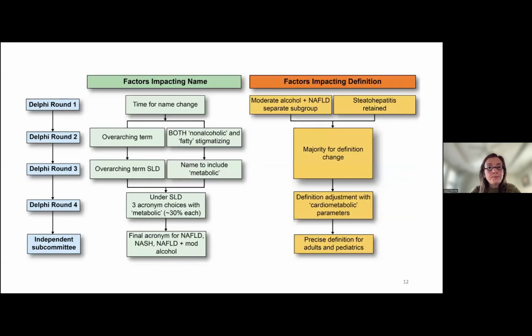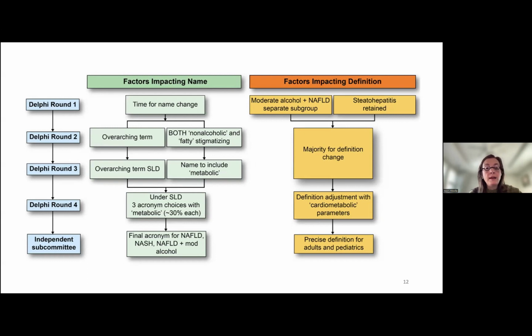in 2022. So to summarize the results with respect to factors impacting the name change, through the first Delphi round, it was very clear that people had an appetite for a change in the nomenclature and a change in the definition, which needed to include the retention of steatohepatitis and the inclusion of a separate group that was alcohol combined with NAFLD. In the second round, it was determined that an overarching term was going to be the best way to go, and that we needed to eliminate, or at least consider, non-alcoholic and fatty both as stigmatizing entities.